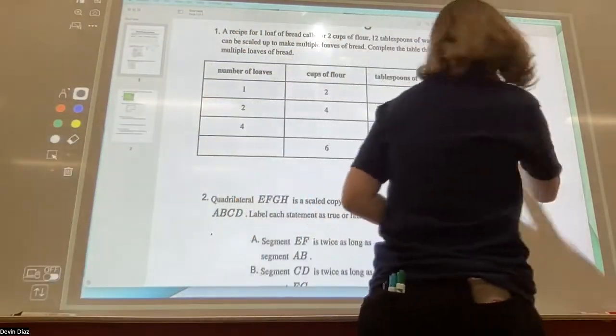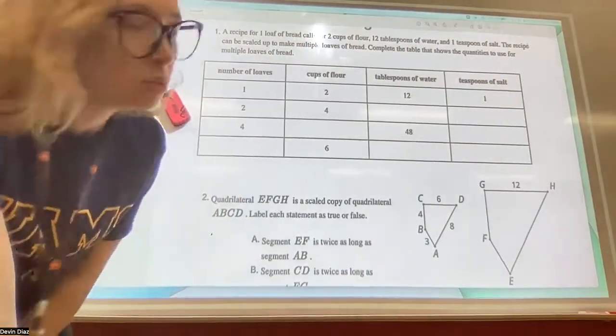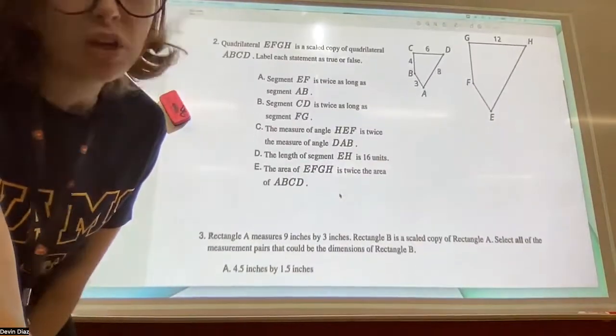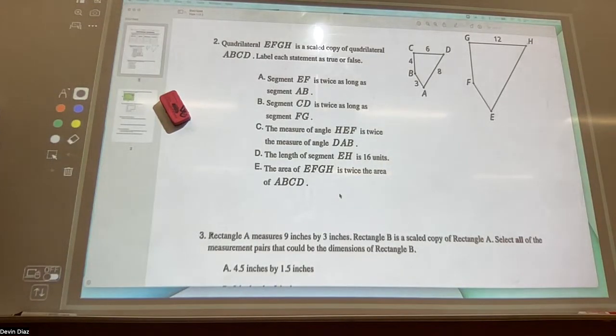Now, we actually did a practice problem with this next one. Okay, so quadrilateral EFGH is a scaled copy of quadrilateral ABCD. So it already tells us they're scaled. Label each statement as true or false.